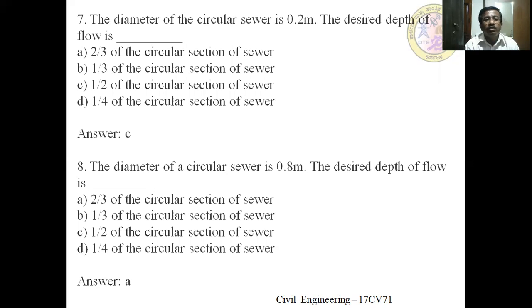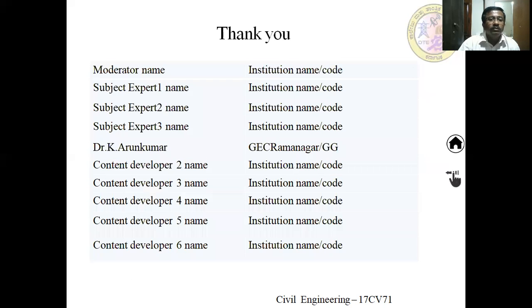The diameter of the circular sewer is 0.2 meter. The desired depth of flow is 1 by 2. The diameter of the circular sewer is 0.8. Then the desired depth of flow is two-thirds of the flow.